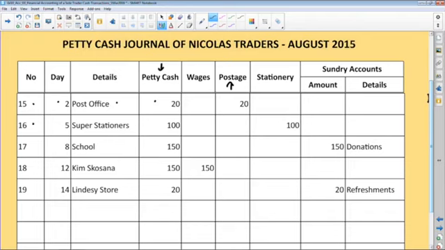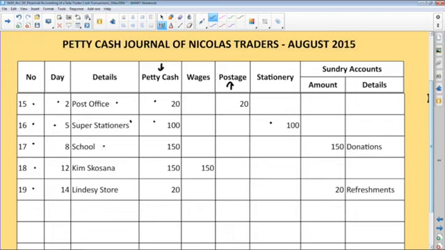The next voucher is on the 16th. The day is the 5th. We bought from Super Stationers. We used 100 Rand, and that 100 Rand was for stationery. So again, if you read the transaction, it will show you. And as we go on, you will see the vouchers follow each other.